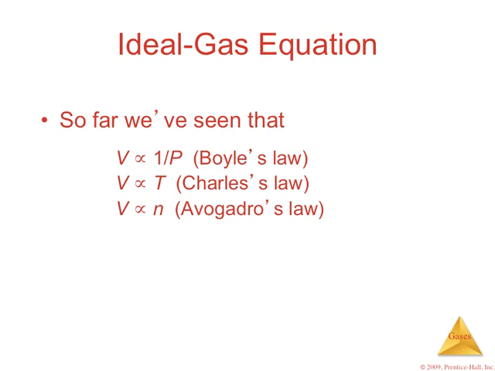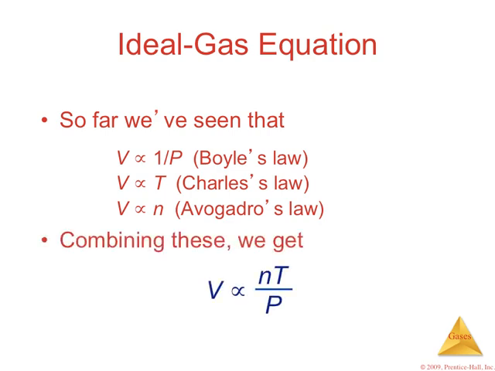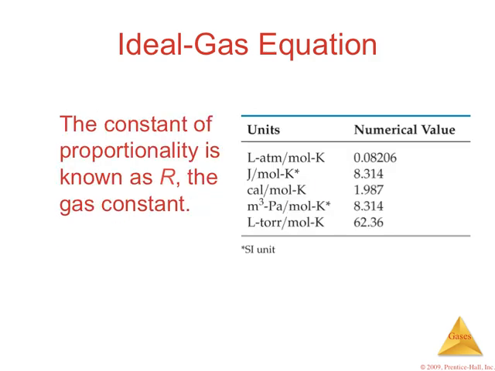Hopefully it makes sense that the more gas particles I have, the greater the number of moles, the greater the volume needs to be at a given temperature and pressure of the system. If we combine these relationships, we can see that the volume is proportional to the number of moles times the temperature over the pressure. What we can do is use a constant to change that proportional symbol to an equals. And that proportionality constant is known as the gas constant.